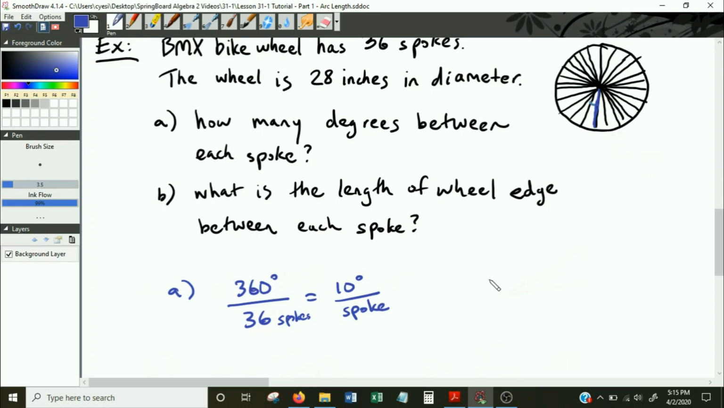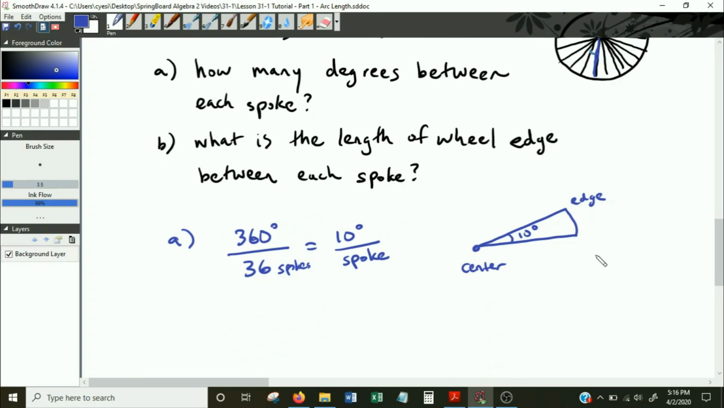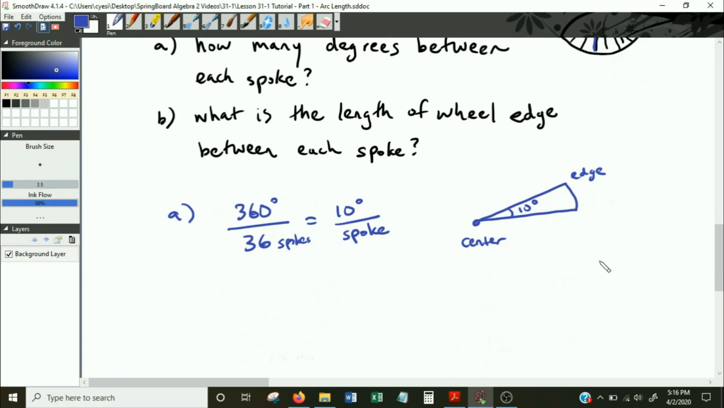So if it's 10 degrees per spoke, that means if this is the center of the wheel, we have something like this, where this is 10 degrees. Okay, and this is the edge. And this is one spoke, that's the next spoke. So the next thing that we are asked to find is, what is the length of the wheel edge between the spoke? In other words, what is this arc length? I'm trying to find that. That's the length of wheel edge between each spoke.